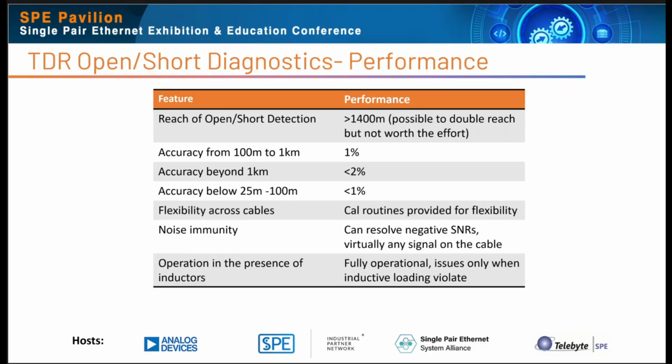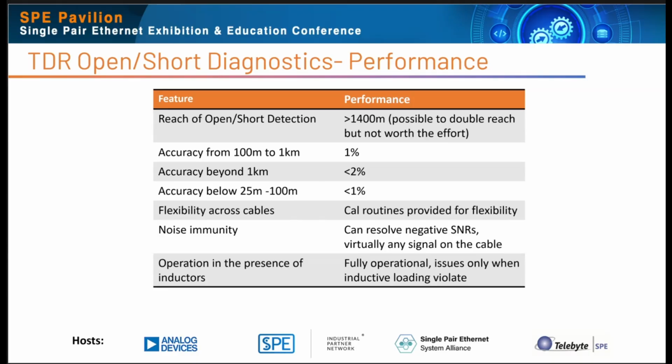So these are the attributes from a performance perspective of the TDR solution that we have today. So we certainly get you greater than 1 kilometer in distance. In fact, it could be 1,400 meters or even more. And across these different cable lengths, we have somewhere between 1% and 2% accuracy to the location. We've got cal routines in order to remove any anomalies in the environment.